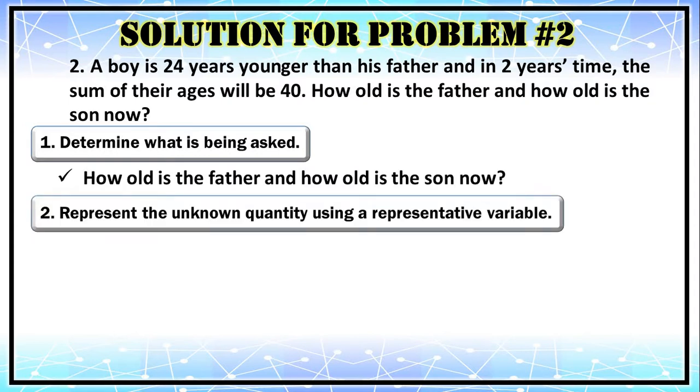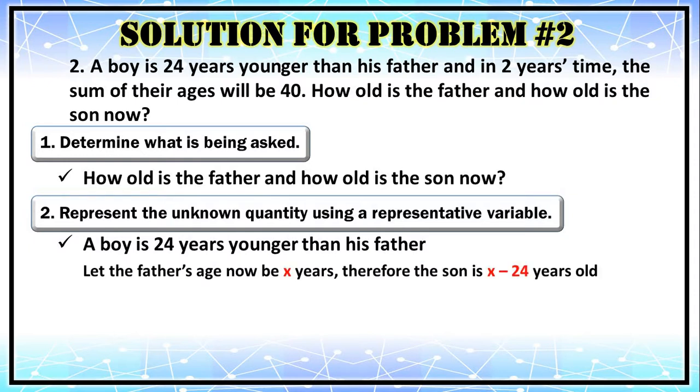Step number 2. Represent the unknown quantity using a representative variable. In this case, we have two unknown quantities. The first unknown quantity is a boy is 24 years younger than his father. So we'll let the father's age be x years. Therefore, the son is x minus 24 years old, since he is 24 years younger than his father.